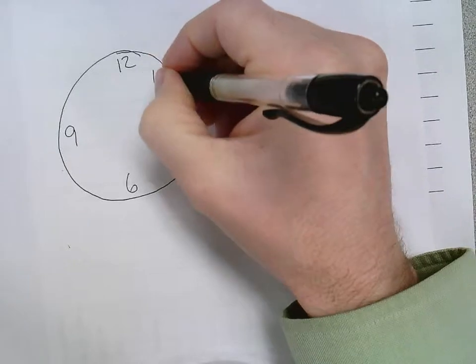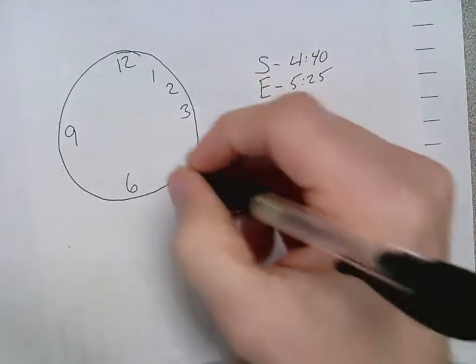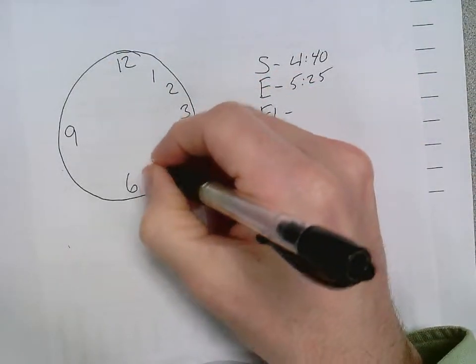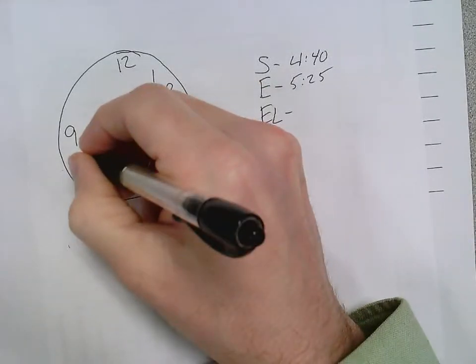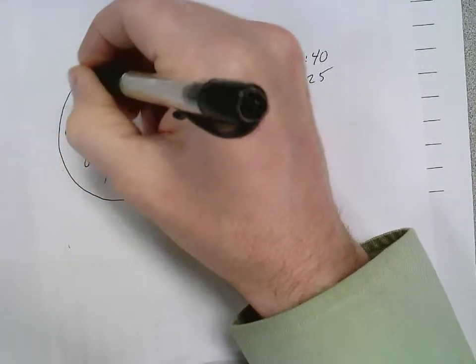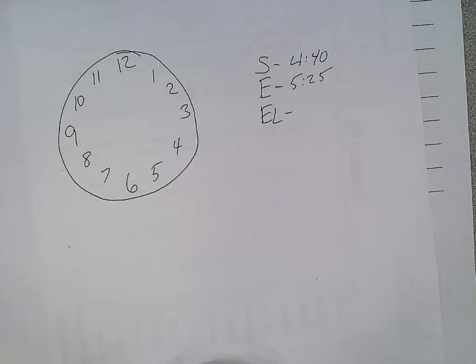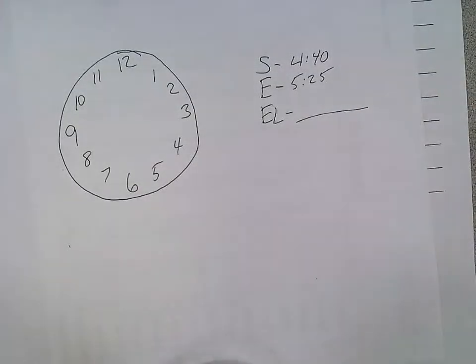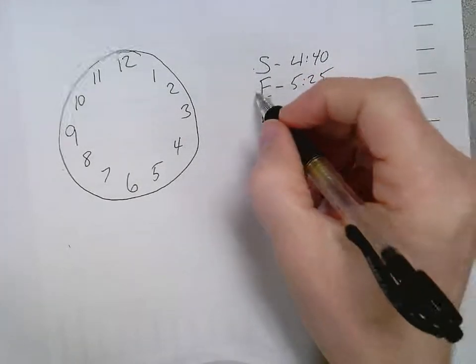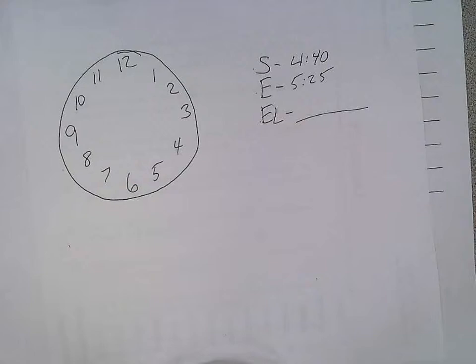So then I put the 1 and 2 in, making sure there's a little bit of space between. The 4 and the 5, put them in. The 7 and the 8, and the 10 and the 11. So I make a nice neat clock, and now I'm ready to solve my problem, to figure out the elapsed time. So I use my start time and my end time to figure out my elapsed time.